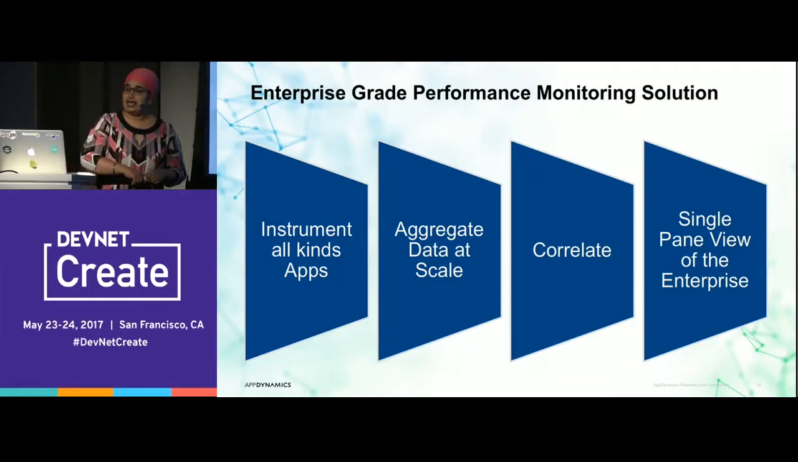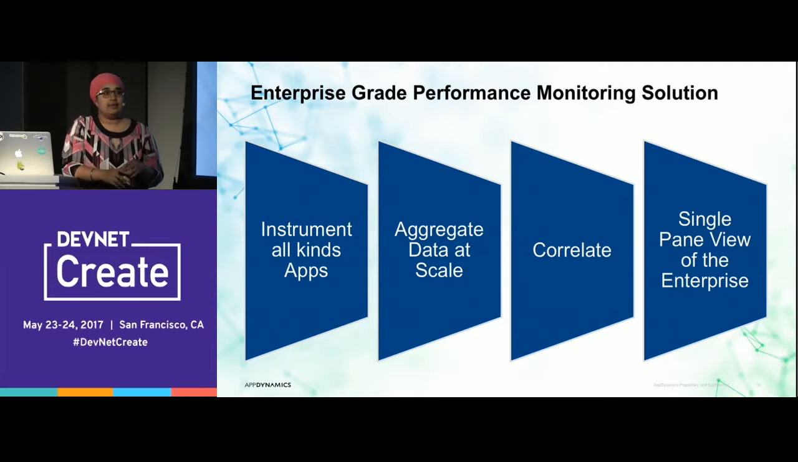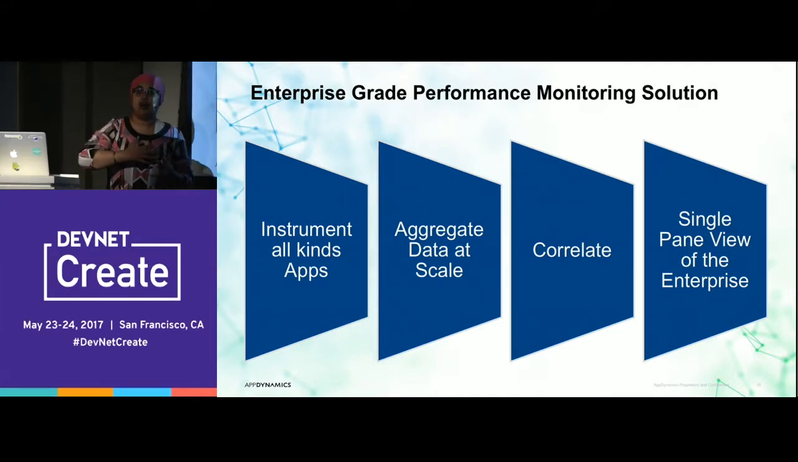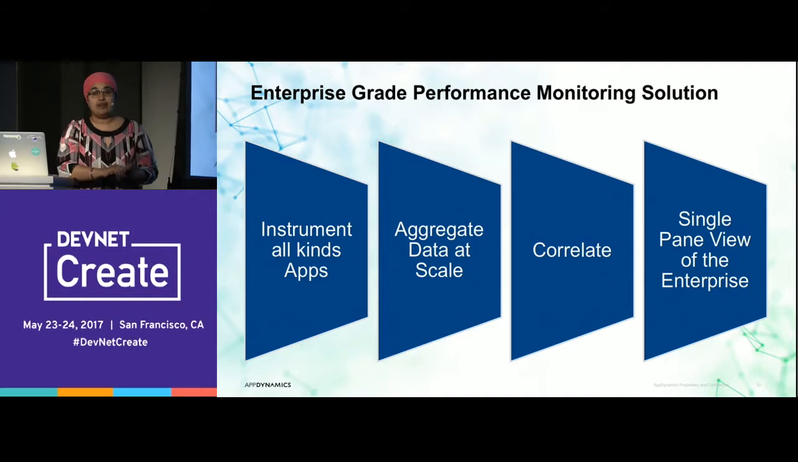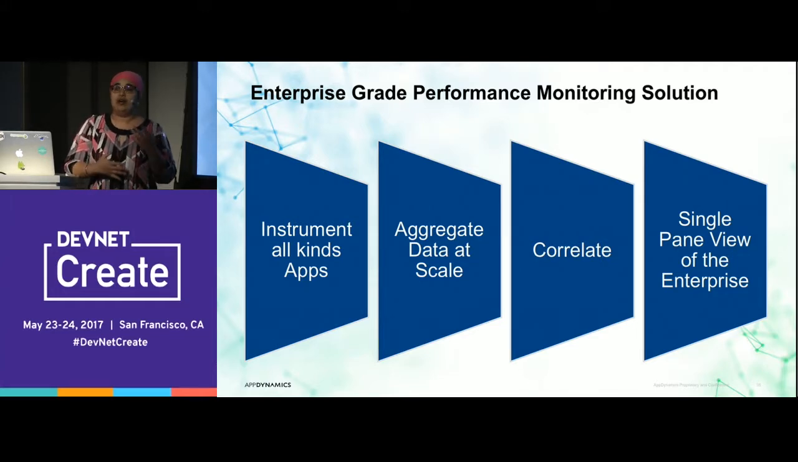Now, if we're looking at an enterprise-grade performance monitoring solution, there are other things at play here. One is the ability to instrument all kinds of applications. You should be able to instrument your tiny embedded systems, your big servers, your mobile app, your browser app. So a wide variety of devices. Also, a wide variety of languages that are supported, because different applications get written in different languages. So support for Python, Java, .NET, all those kinds. That is the second criteria to think about.